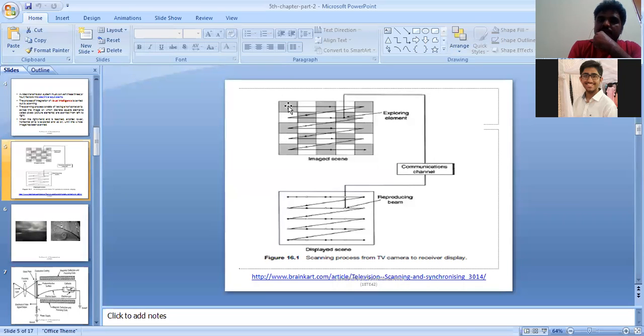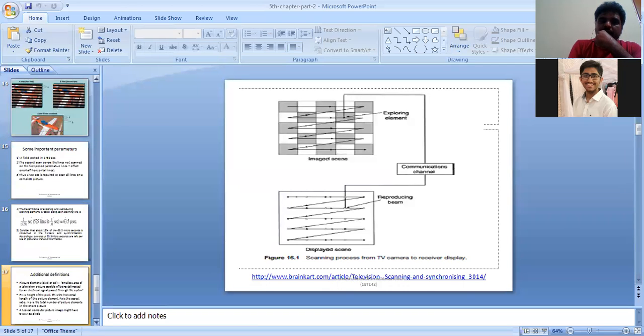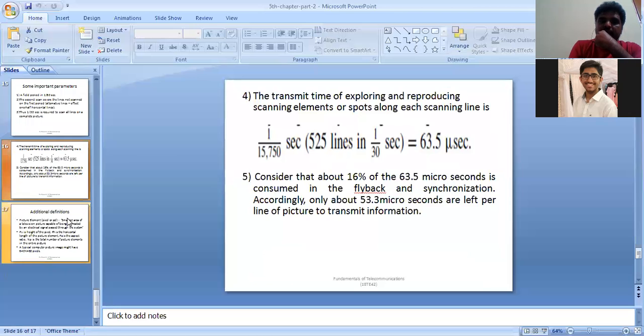For synchronization from here to here, there has to be a pulse. For that pulse also there is some time requirement. So in the entire 63.5 microsecond, some portion is meant for flyback and synchronization. If you leave 16%, you are left with how much? Around 84%. So 84% of 63.5 microsecond is actually used for the picture transmission or video transmission.